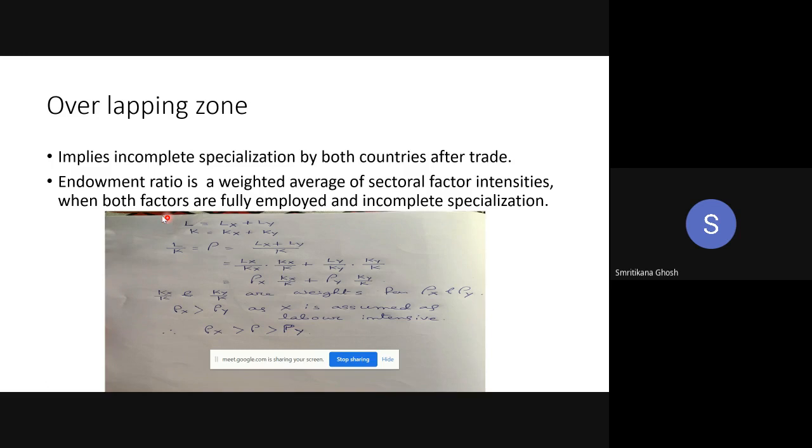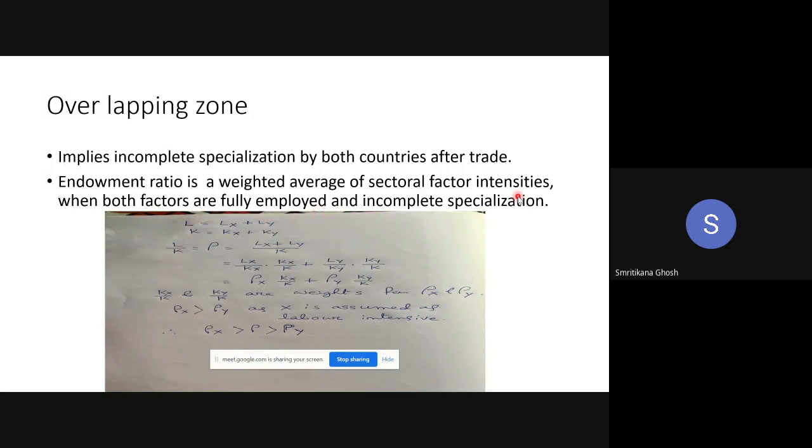Okay, so now come back to the second bullet. The endowment ratio, that is tau, is the weighted average of the sectoral factor intensities, that is tau x and tau y, when both factors are fully employed and there is incomplete specialization.